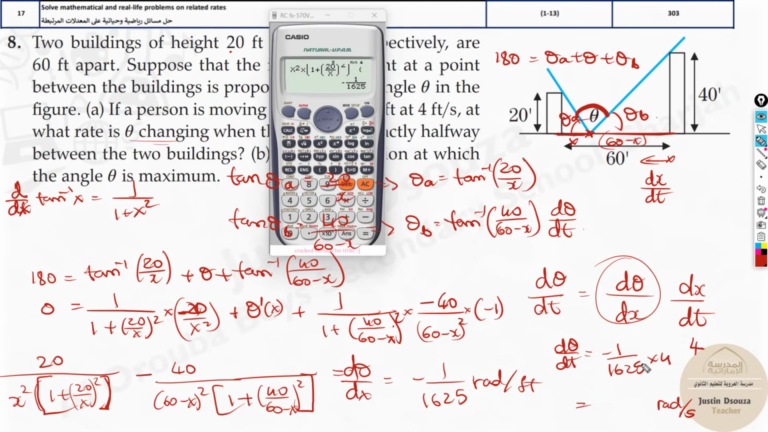Now that will be 4 times 1 by 4 minus 4 by 1625. We can just multiply over here by 4. The answer is 0.00246. Okay, I'll just write it out over here. It'll be 0.0025. I'll write that is theta dash with respect to time. You can see radian per second. That's how we solve the first part.